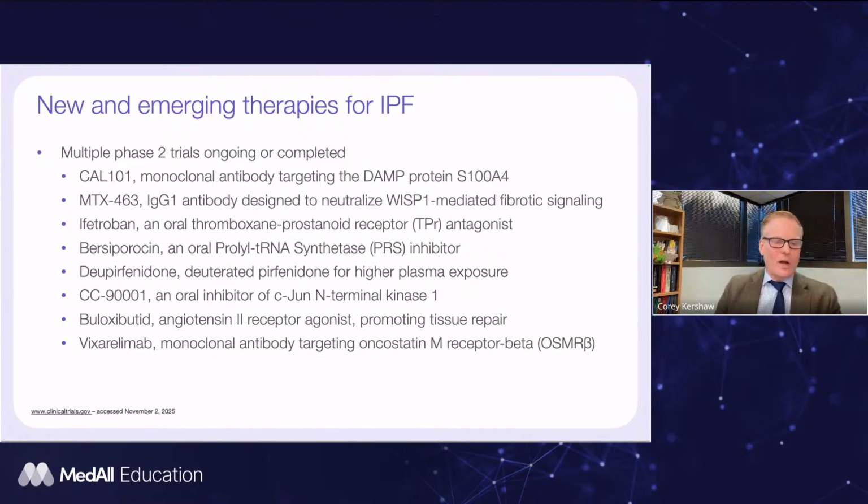What else is coming? Well, there are multiple things in phase 2 trials going on right now. I'm not going to read this list, but this is just an example. These are 8 phase 2 trials that are either ongoing or have drawn to a close and may be moving to phase 3, but all of these were positive studies. So either ongoing or the ones that were completed were positive studies. So as I said before, this is a very exciting time to be involved in taking care of patients with fibrosing lung diseases because the research is moving so quickly.